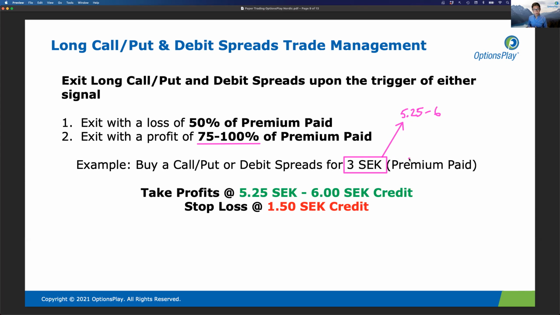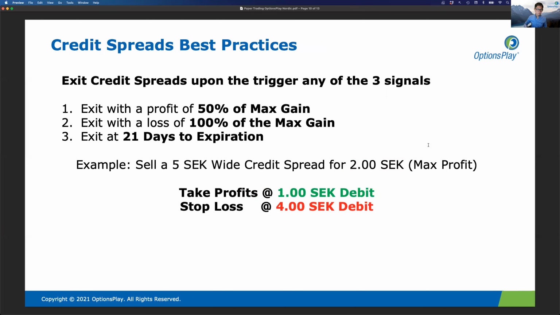The rules, again, for call options and debit spreads are fairly simple. You have a stop loss target and you have a take profit target. Whichever one hits first, that's your rule to exit the trade. So fairly straightforward. But when it comes to credit spreads, it just gets a little bit more complex, because for credit spreads, there are 3 possible triggers to exit this trade. You have a take profit, you have a stop loss, and then you also have a time-based signal. If you've gained 50% of the max gain, it's time to take profits.